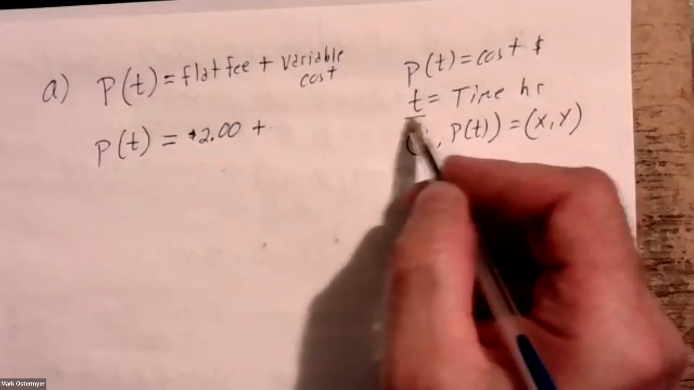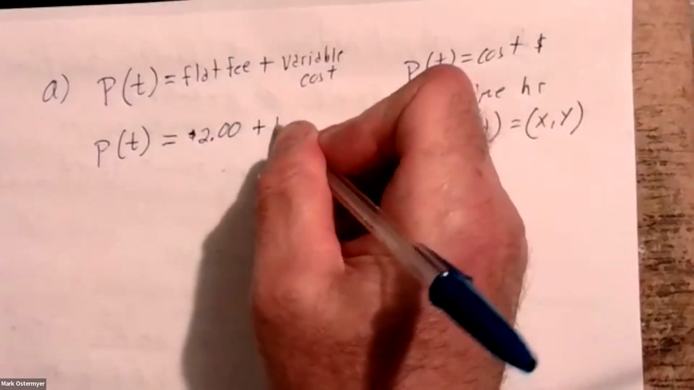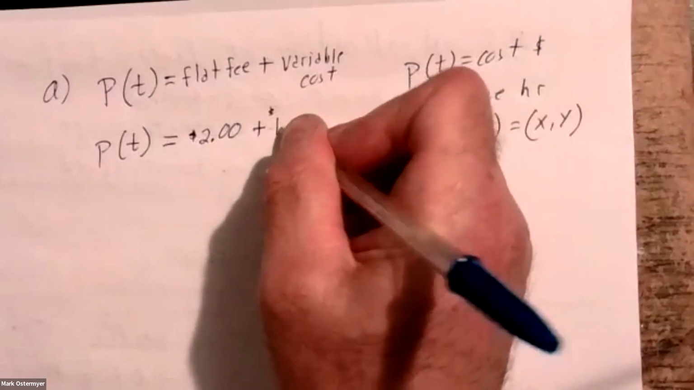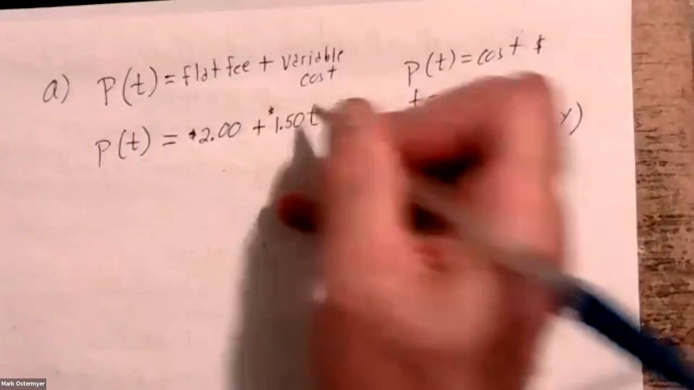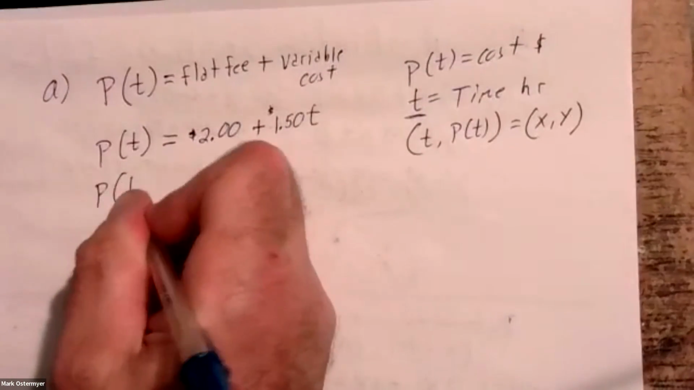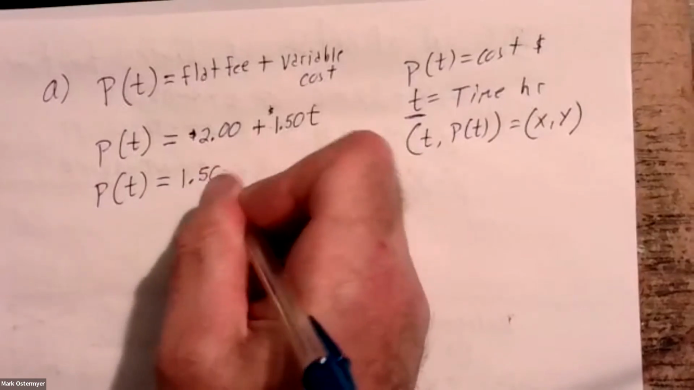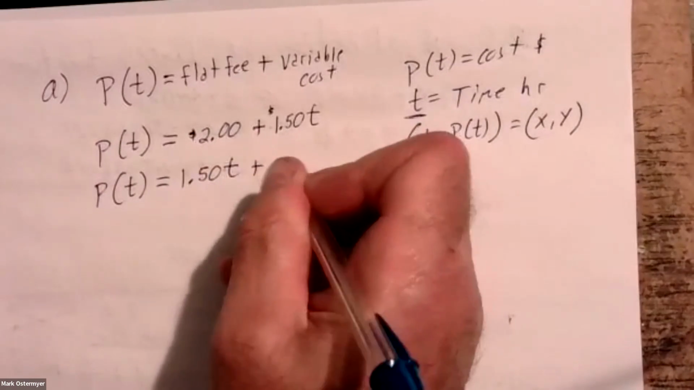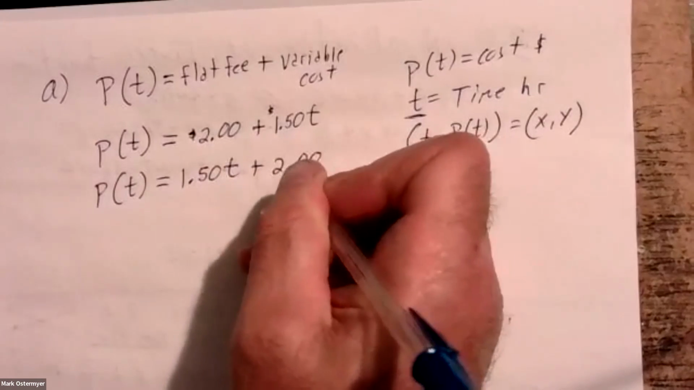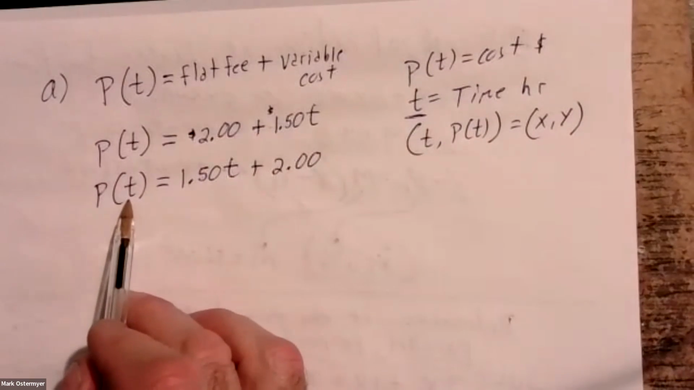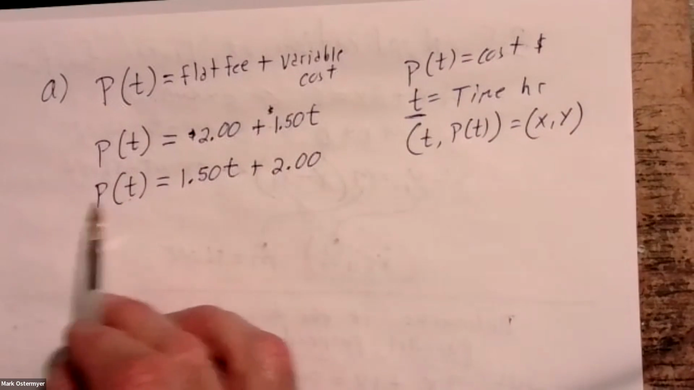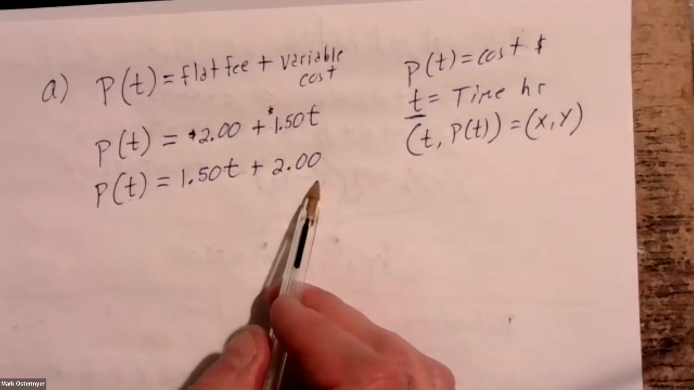And so we're going to be in the garage for T hours. So therefore it's going to cost $1.50 per hour times T hours. Spinning these terms around here, we now have a linear cost function. This is how much it's going to cost us in dollars to stay in this parking garage for T hours. There you go. That would be your cost function there.